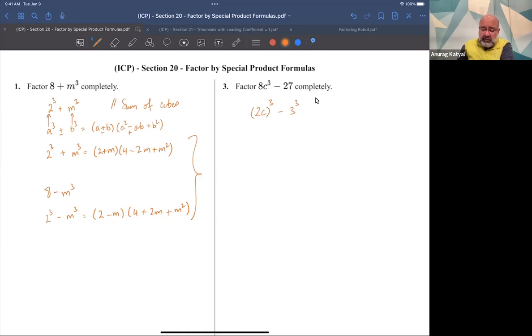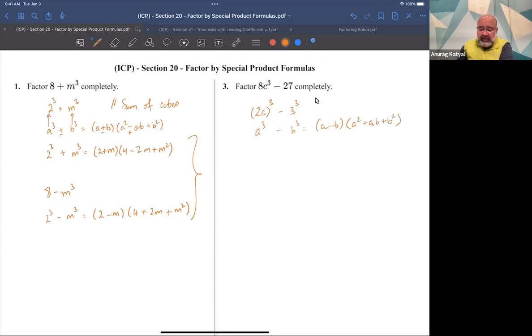And we can verify that this works because the 3 would apply to the 2 and to the c, and you'd end up with 2 cubed, c cubed. Well, 2 cubed is 8. So I know that I haven't broken anything here. Everything is identical. I haven't changed anything. And now the formula applies. a minus b times a squared plus ab plus b squared.